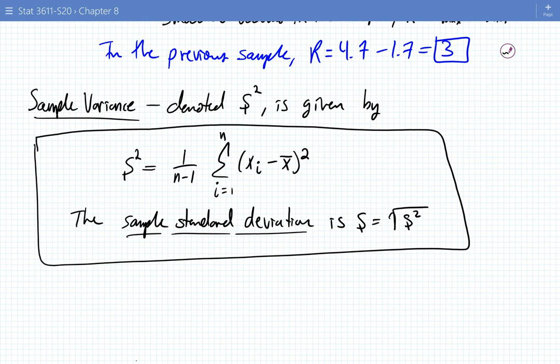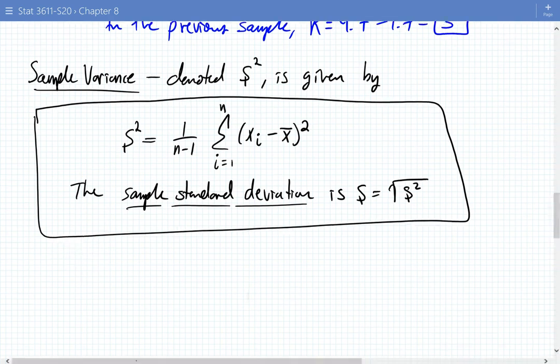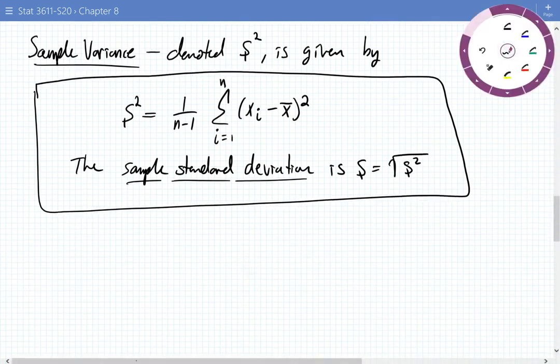It is the square root of your sample variance S squared. So similar idea with no good suggestive notation. The standard deviation is the square root of sigma squared, which is the variance. The sample standard deviation is the square root of the sample variance. Okay? And that is the definition of sample variance.